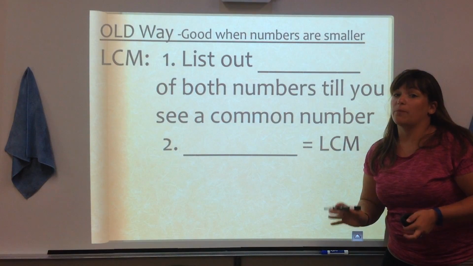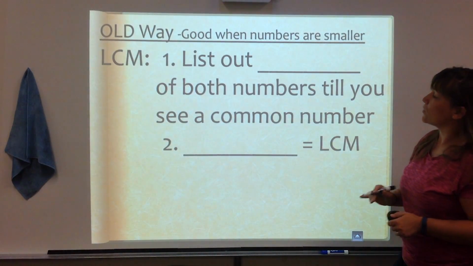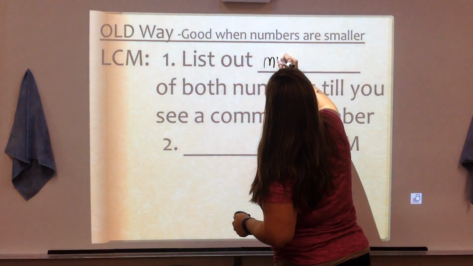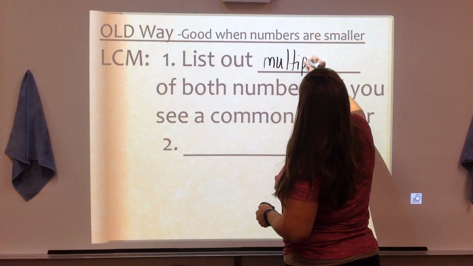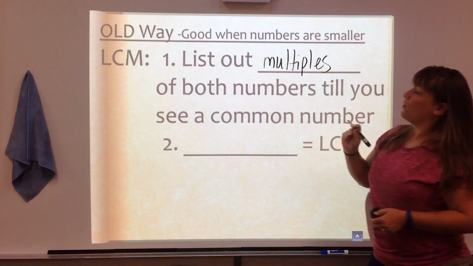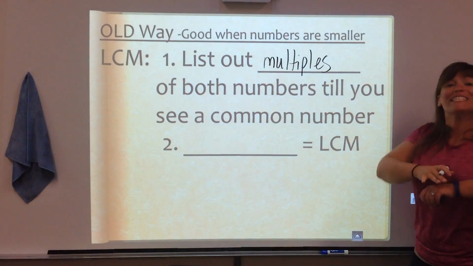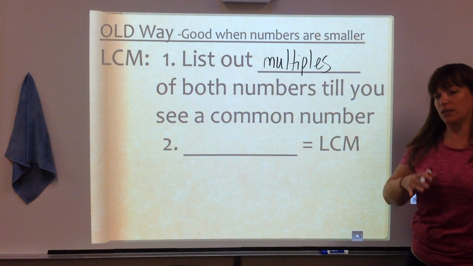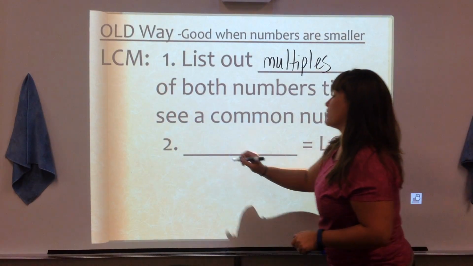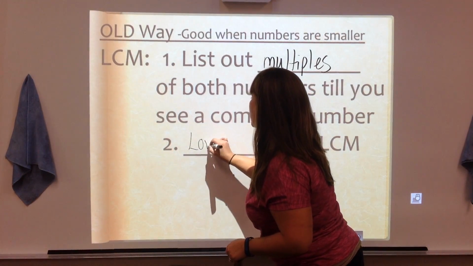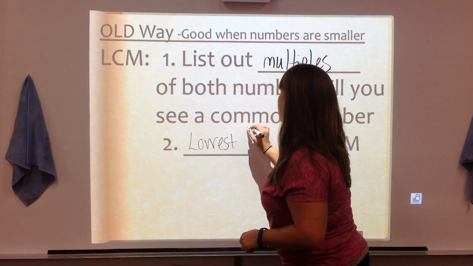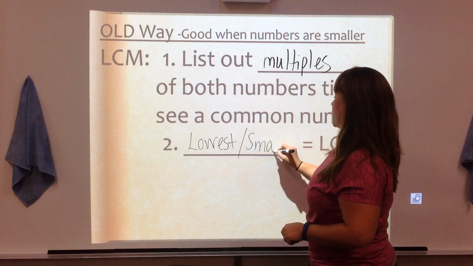Now we're going to do LCM the old way. We are going to list out multiples of both numbers until you see a common number, then you can stop. The good thing about least common multiple is that the smallest or the lowest number is your answer.